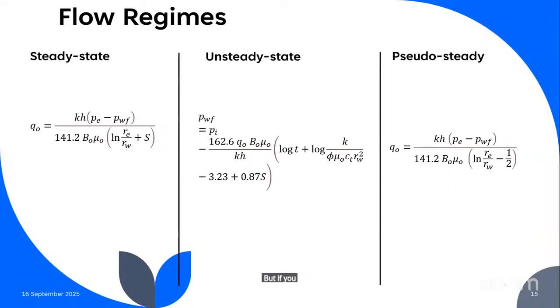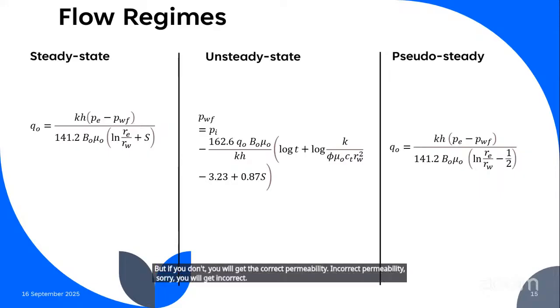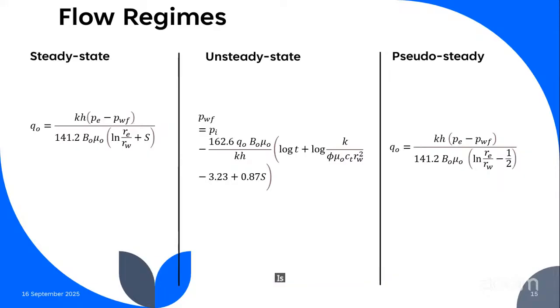But if you don't, you will get incorrect permeability, incorrect storage factor and radius of investigation, and you will get other incorrect data and calculations after that. So you will predict the production wrongly.